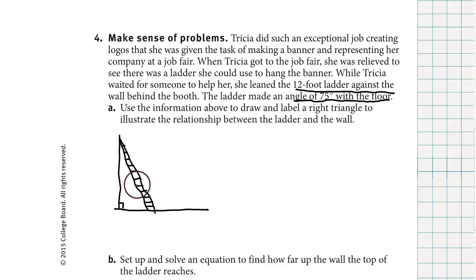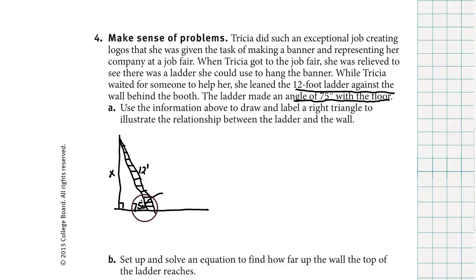Now let's do some labeling. The ladder is 12 feet long, so which side of the right triangle do you put 12 feet on? You write it here where the ladder is. We're told that the ladder makes an angle of 75 degrees with the floor, so I'm going to label this bottom acute angle 75 degrees. How high up the wall does the ladder reach? We don't know, so we might call that x. We can find that number using trigonometry.